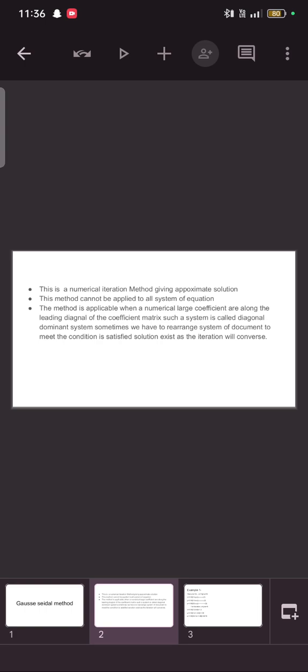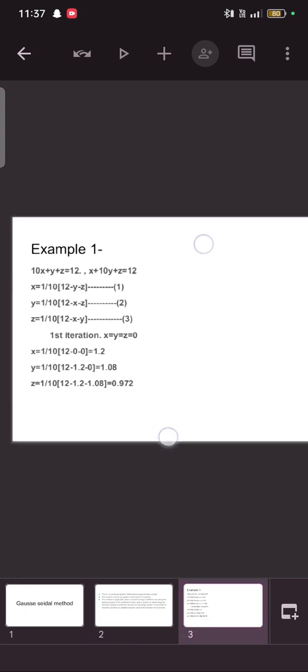Sometimes we need to rearrange the system of equations to meet the condition, so that the iteration will converge to the solution. Let's look into an example.